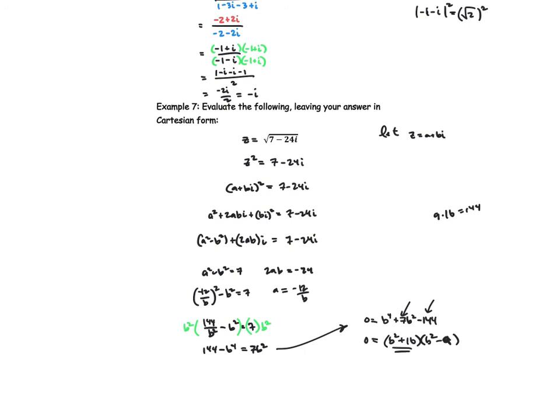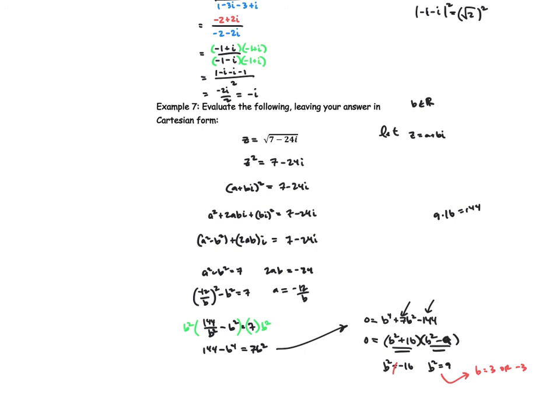Outstanding. Now check this out. If this is to be true, then that means b squared equals 9, or b squared equals negative 16. Well, we know that b has to be in the real numbers. Even though it's the imaginary component, b has to be in the real numbers. Therefore, this right here could not have a solution. Thus, b equals 3 or negative 3.